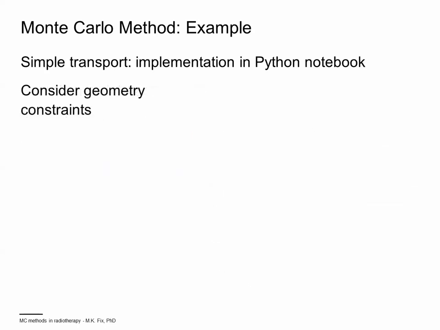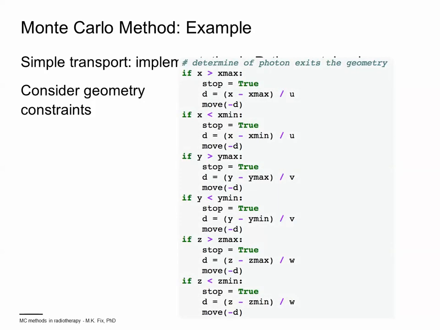The next step is to check if the sampled distance already exceeds the geometry. For this purpose, one needs to check all 6 planes of the simple geometry. This could be rather difficult for more complex geometries.